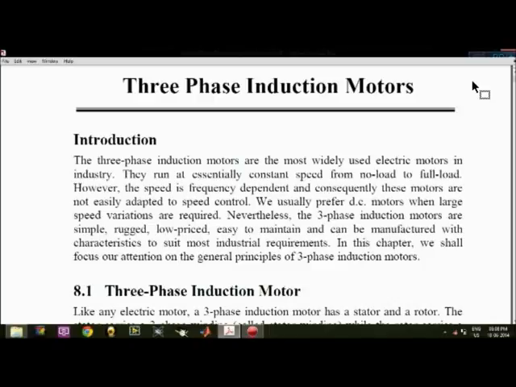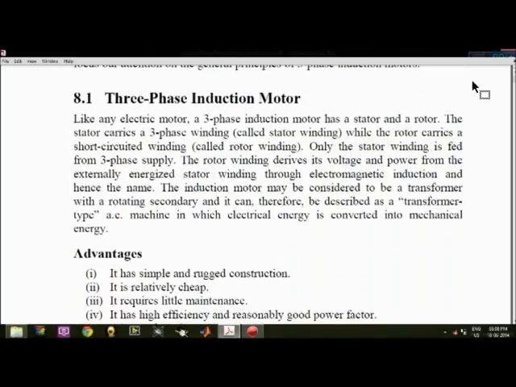These three-phase induction motors are simple, rugged, low price, easy to maintain, and can be manufactured with characteristics that suit most industrial requirements. So these three-phase induction motors are very important, keeping in mind the industrial requirements.